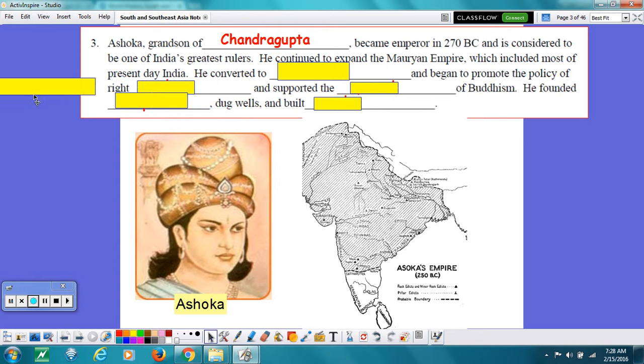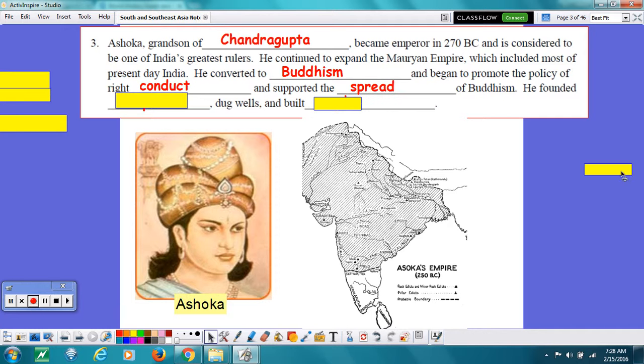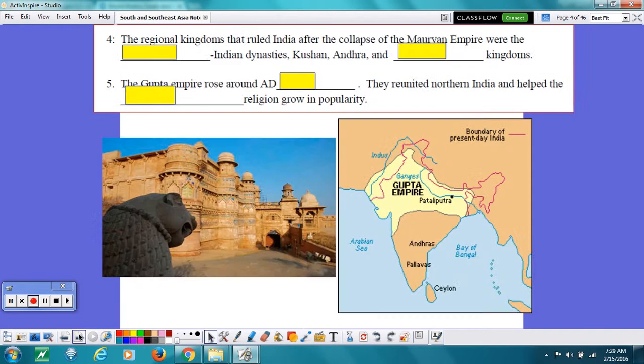Ashoka, the grandson of Chandragupta, became emperor in the year 270 BC and is considered to be one of India's greatest rulers. He continued to expand the Mauryan Empire, and this included most of what is now present-day India. He converted to Buddhism, began to promote the policy of right conduct, and supported the spread of Buddhism. He founded hospitals, dug wells, and built a lot of roads. And for that, that's why he is well remembered.